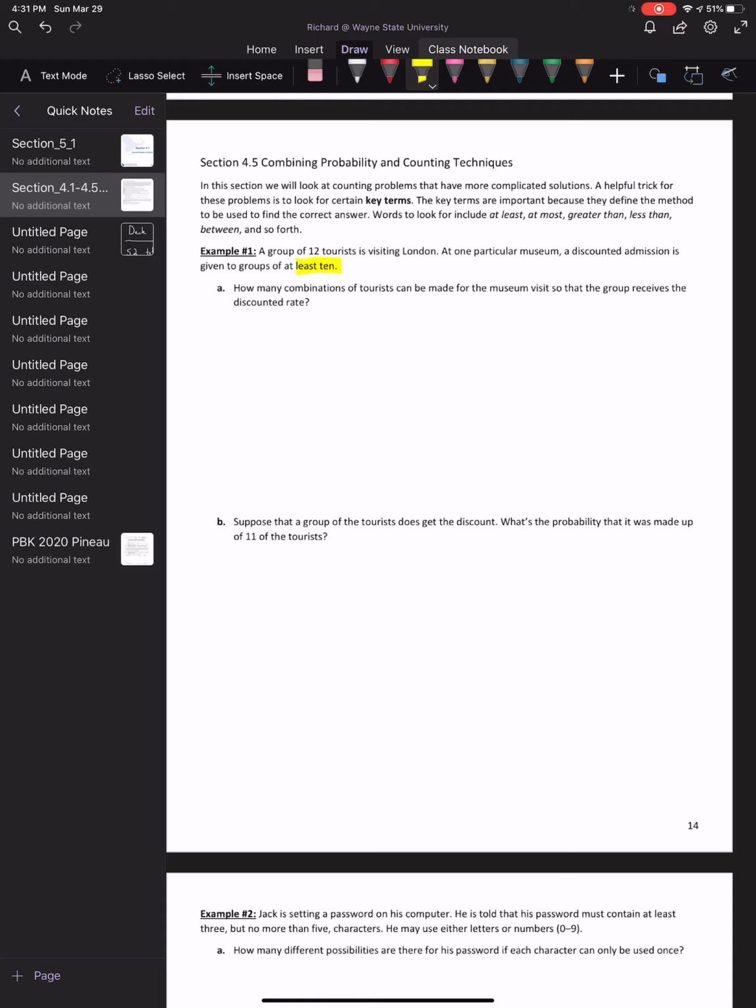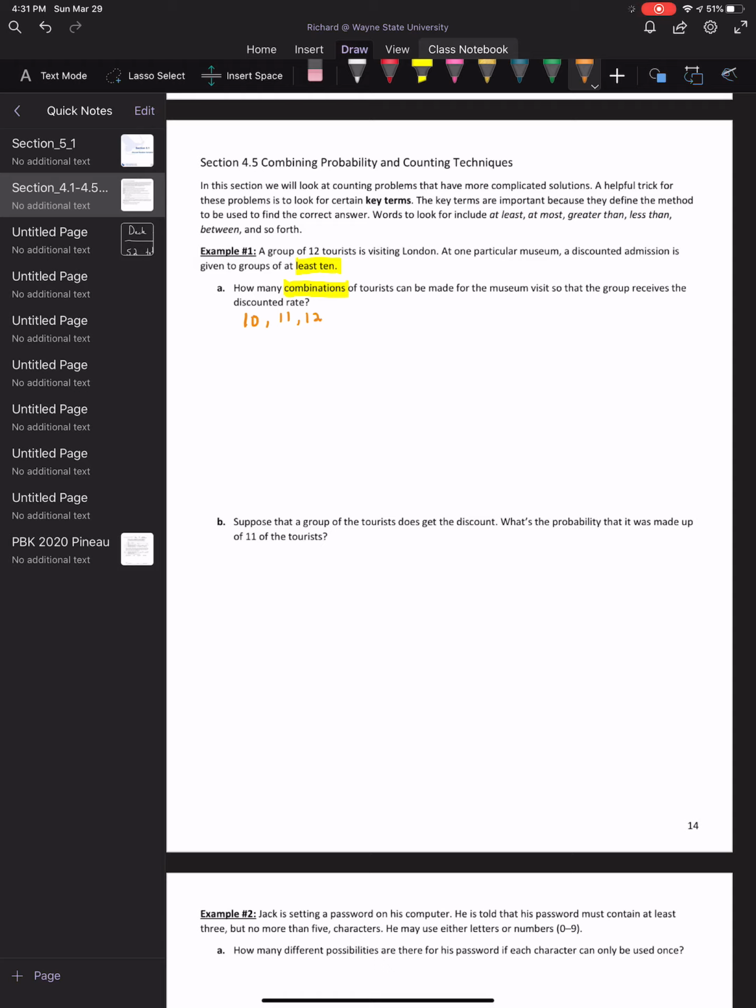Now, letter A says how many combinations of tourists can be made for the museum visit so that the group receives this discount. Okay, so the first thing we have to observe is that we've actually got 12 tourists. So what this tells me is we get a discount when we have at least 10. That means we can have a group of 10, a group of 11, or 12. I hope you agree with that. These are the group numbers for this particular group of people that would allow them to get the discount. So it's got to be 10 or 11 or 12.